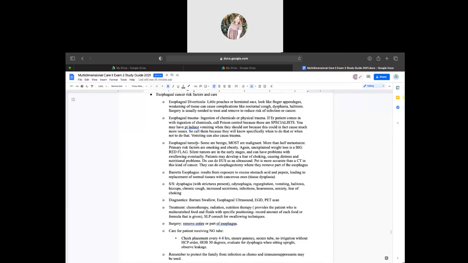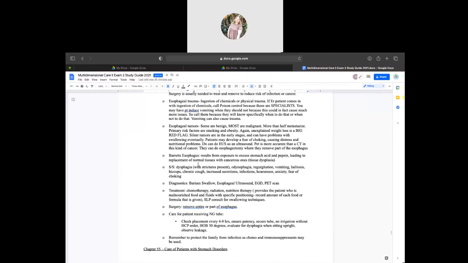Esophageal tumors can be benign, but most are going to be malignant, and we need to look for any weight loss. Silent tumors may occur. There may be fears of choking, distress, nutrition problems. They can do an ultrasound, PET scan, CT scan, esophagectomy. And Barrett's esophagus results from exposure to excess stomach acid and pepsin, which leads to tissue dysplasia.